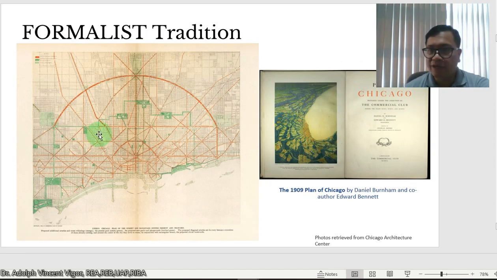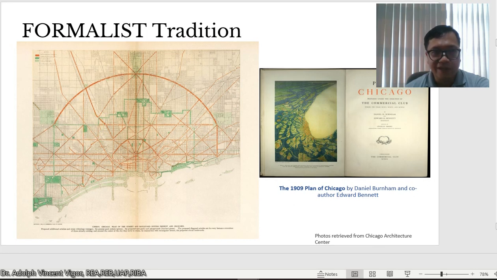So this is another example of the formalist tradition. This is the 1909 plan of Chicago by Daniel Burnham and his co-author Edward Bennett. Daniel Burnham was the planner of the city of Baguio, and I think he also devised a plan for the city of Manila, which never materialized because of World War II. So you could just imagine, guys, if that plan came into fruition and World War II never happened, I think Manila could have been the Paris of Southeast Asia or Asia.